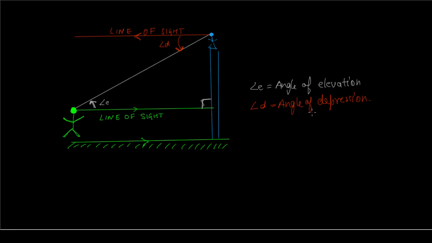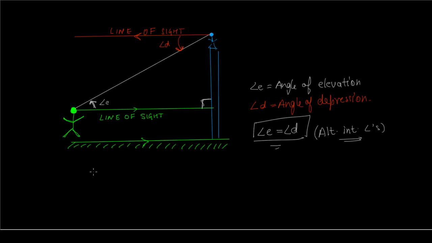Now, angle of depression and angle of elevation. In this case, you can see that these three lines are parallel. These two are both parallel to the ground, so they're parallel to each other. Therefore, you can say here that angle E will be equal to angle D, because they are alternate interior angles.